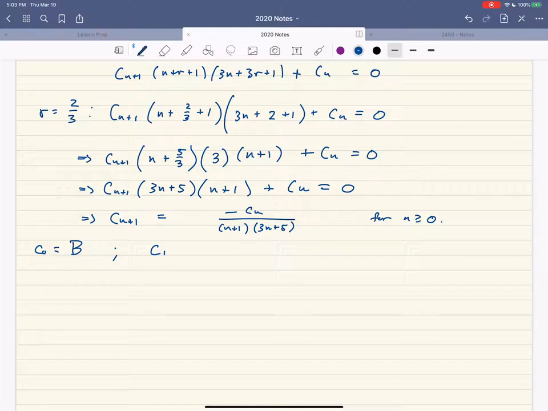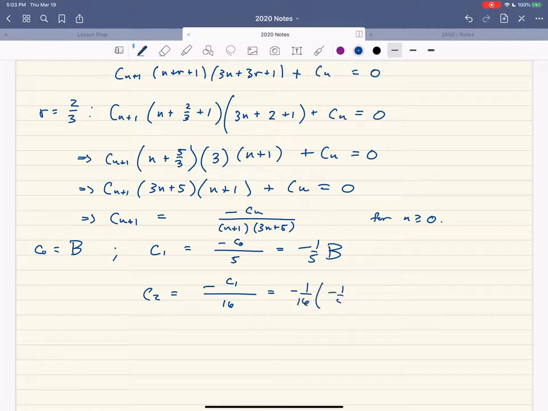And so what we're going to get is, c1 is going to be minus c naught over, we get c1 by plugging in n equals 0. If we plug in n equals 0 to the denominators there, we're going to get 1 times 5. So we're going to get minus 1 over 5b for c1. And c2 is going to be minus c1 over, if n is equal to 1, we're going to get 2 times 8 is 16. So this is going to be minus 1 over 16 times c1, which we said was negative 1 over 5b. Altogether, that's 1 over 80b.